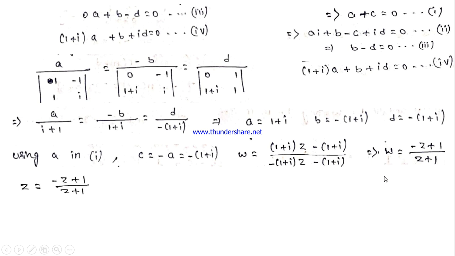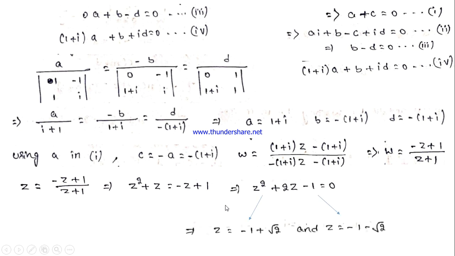So replace w by z and you will get a quadratic equation. Solve that quadratic equation to have these 2 roots. Here also you can note, if minus 1 plus root 2 is used, your output is also minus 1 plus root 2. If this one is used, your output is once again minus 1 minus root 2. So these 2 are the invariant points or fixed points of this bilinear transformation.